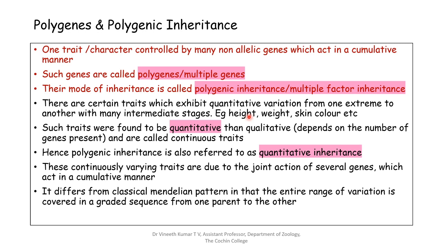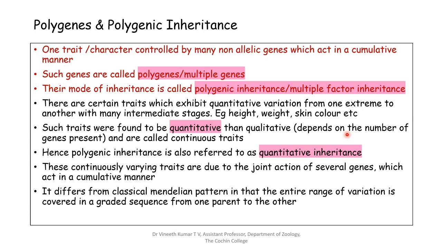The same is with skin color. The skin color is also a range from dark to light. We have different shades, which are intermediates of this particular shade. So all these are examples: height, weight, etc. Here you have a single trait, which is skin color or height or weight, and that is going to be influenced by a number of genes. That is why it's called multifactorial or multiple factor inheritance. Such traits are usually found to be quantitative rather than qualitative. Quantitative in the sense that the depth of expression of the particular trait will depend upon the number of genes that particular individual carries. Polygenic inheritance is usually also referred to as quantitative inheritance.